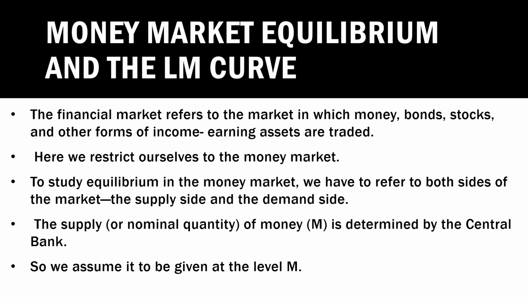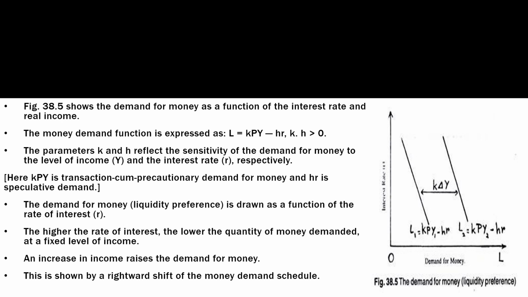Here, we restrict ourselves to the money market. We are not concerned about the goods market. When you say LM curve, we are just concerned about the money market. To study the equilibrium in the money market, we have to refer to both sides of the market, the demand side and the supply side. The supply indicates the nominal quantity of money, which is determined by the central bank. In the case of India, we have the Reserve Bank of India to deal with the supply of money. So we assume that this is given at the level indicated by M.